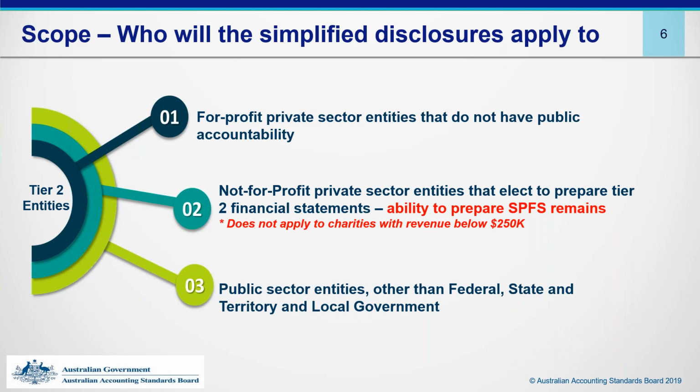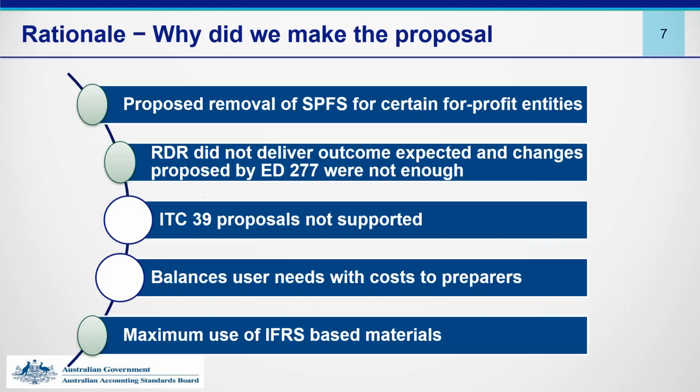Other entities that will be caught in the scope of the proposals are public sector entities other than government entities, unless the relevant regulator requires Tier 1 general purpose financial statements. Now with that, I will pass on to my colleague Mina Rose, who will take you through the rationale of the proposals. Thanks, Carla.